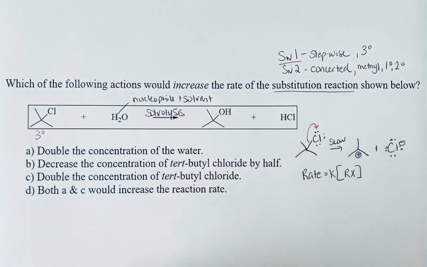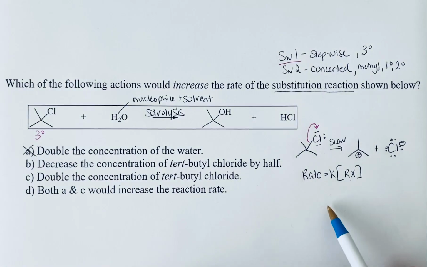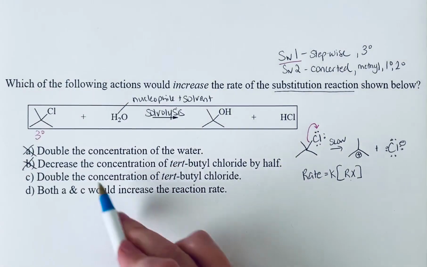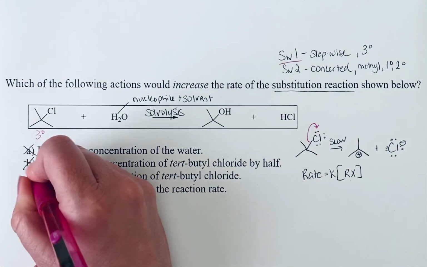And it's not involved in the rate determining step, so that's not going to help increase the rate of this reaction. Decreasing the concentration of the alkyl halide would actually decrease the rate by half. Doubling the concentration of tert-butyl chloride, that would increase the rate of this reaction.